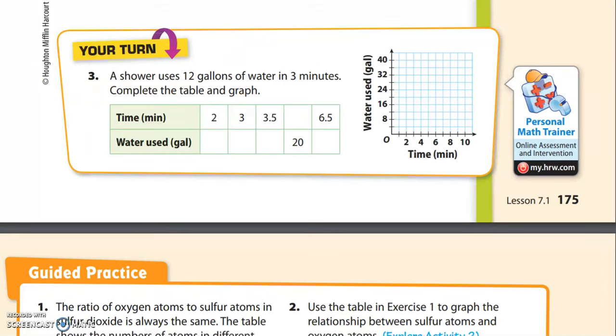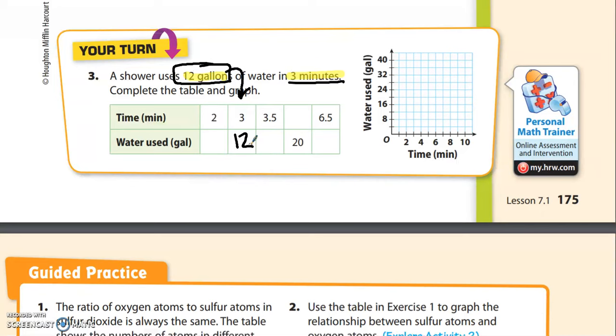Okay, so a shower uses 12 gallons of water in 3 minutes. Here's your two terms, 12 gallons of water in 3 minutes. Complete the table and graph. Right now, you don't have enough information to do that, except that this information right here can go in, and that would go in right here because this 3 is 3 minutes, and that says 3 minutes, so the water would be 12.